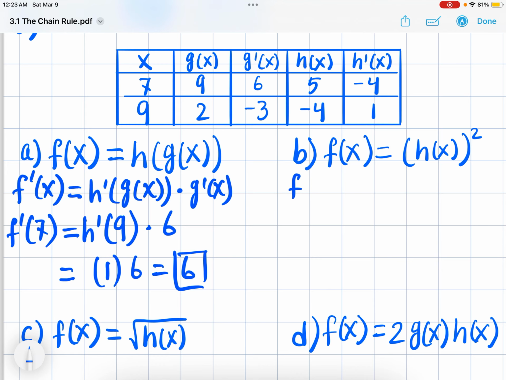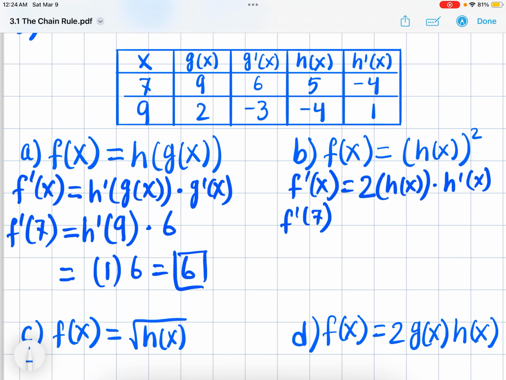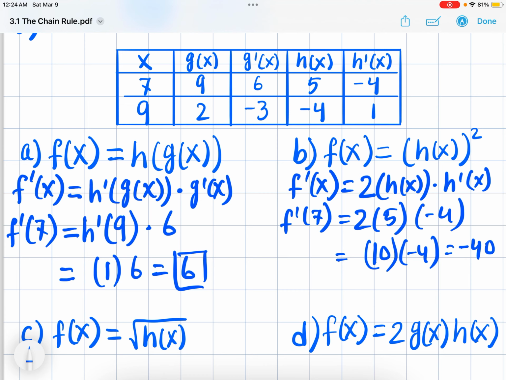Let's do f prime of x, this one. 2 comes to the front, keep inside, multiply by the derivative. So f prime at 7, 2, h of 7, which is 5, and h prime at 7 is negative 4. So this is going to give us 10 times negative 4, negative 40.